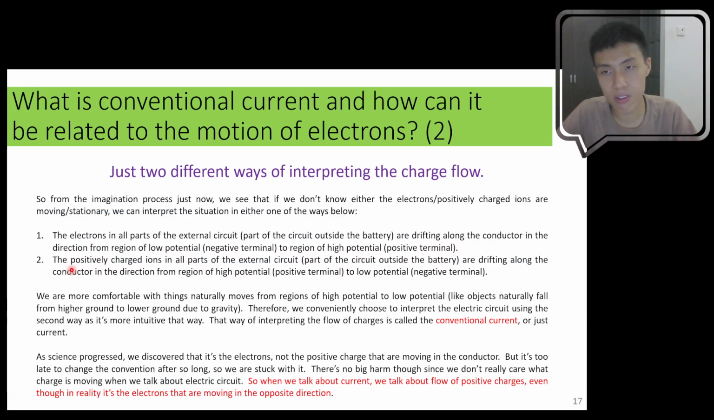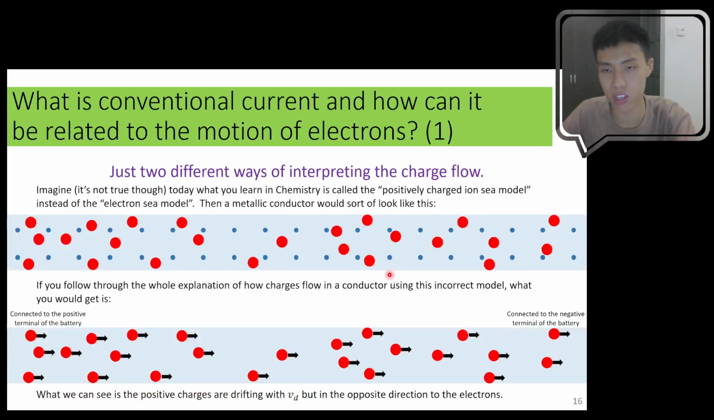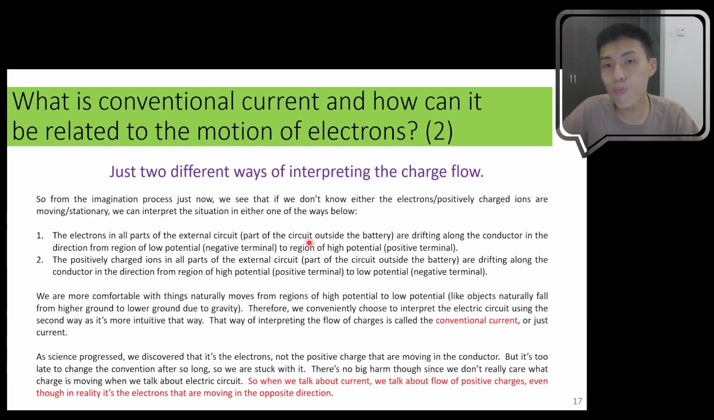Okay, the second version is the positively charged ion that is moving, but it is moving from high potential region to low potential region. So this is this version where you have a positive ion moving from high potential, the positive terminal, to low potential, the negative terminal. So there's two possible versions of things actually, because at that time we don't know who is moving. Okay, but we know that as human, right, we are naturally comfortable with things moving from high potential region to low potential region.